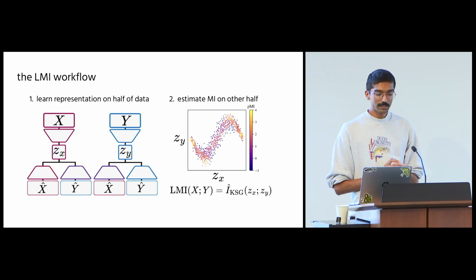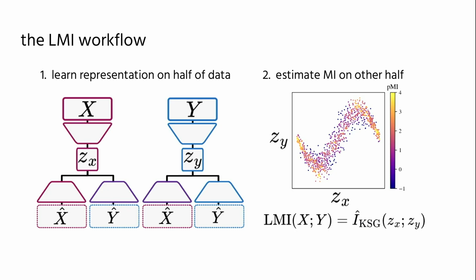Okay, so what's the workflow now? We take half the data available to us, and we use that data to train, or to learn, those compressed representations with mutually informative structure. And then we take the other half of our data, put it through the encoders, and then use our favorite non-parametric estimator, KSG, to estimate the MI.